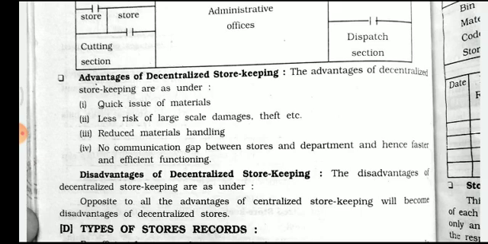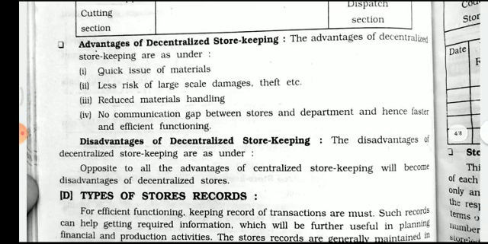No other department's verification is needed. Okay, then less risk of damage or theft. Third, reduced material handling. No communication gap between stores and department, and hence faster and efficient functioning.